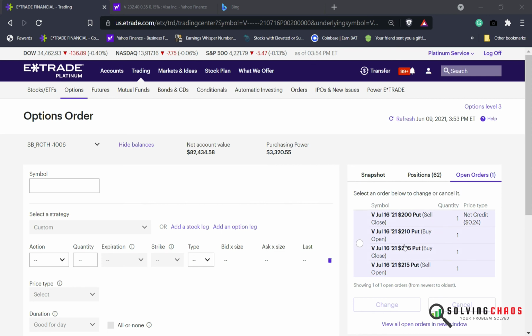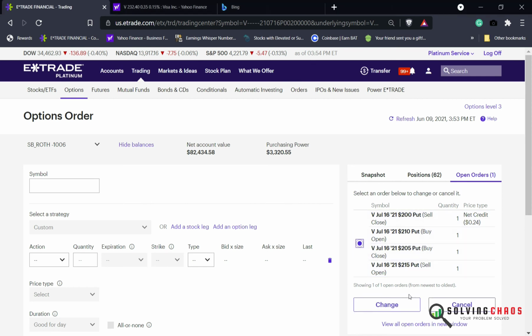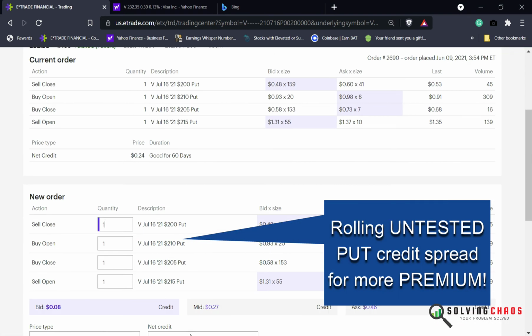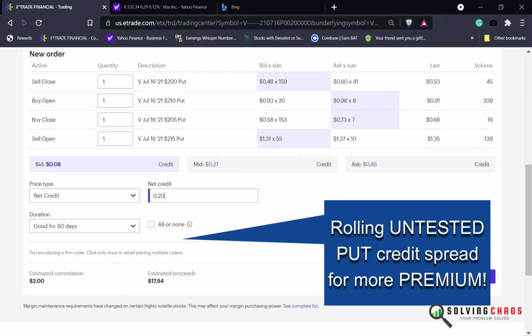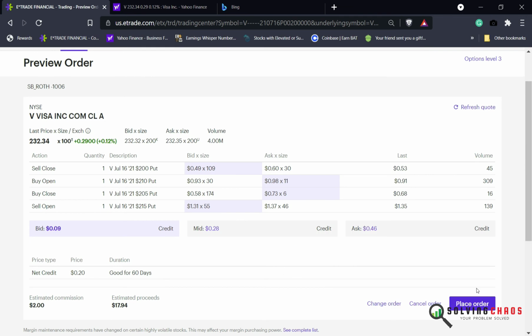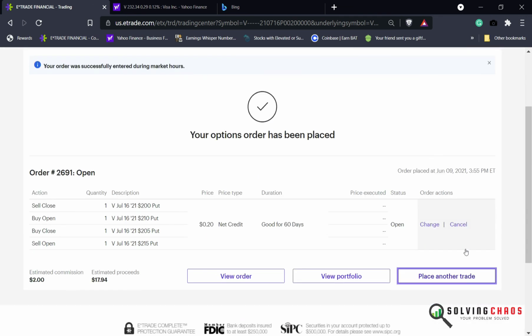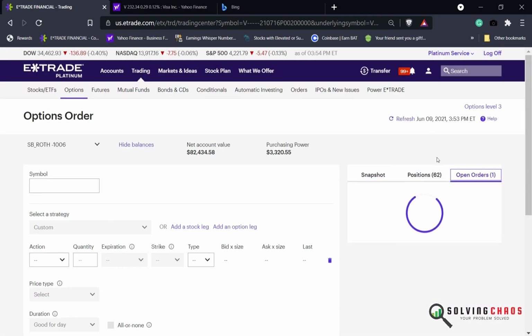So I'm going to do the same thing with Visa. This is the untested side. I need to roll this one up. And I don't know what I'm going to get for this. You see, I'm starting to lower it. I couldn't get $20 for it. We'll see what we can get. We'll just keep on. Oh, there it goes. It went across for 20.